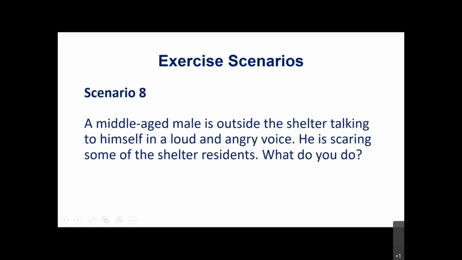Scenario 8. A middle-aged male is outside the shelter talking to himself in a loud and angry voice. He is scaring some of the shelter residents. What do you do? Okay, so someone suggested to approach the individual in a calm manner, not getting too close to make them feel threatened. That's a good strategy. Talk with them a little bit more about why they're so upset to see exactly what's going on.